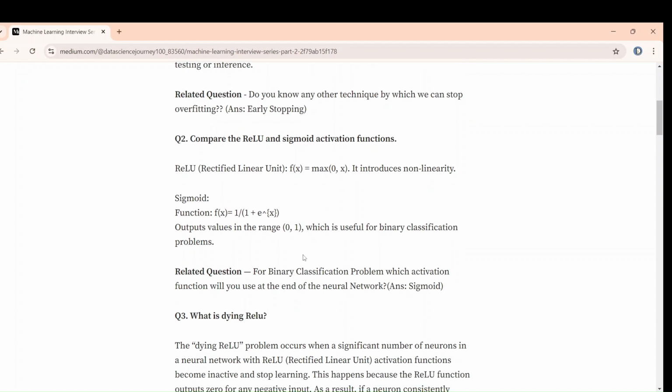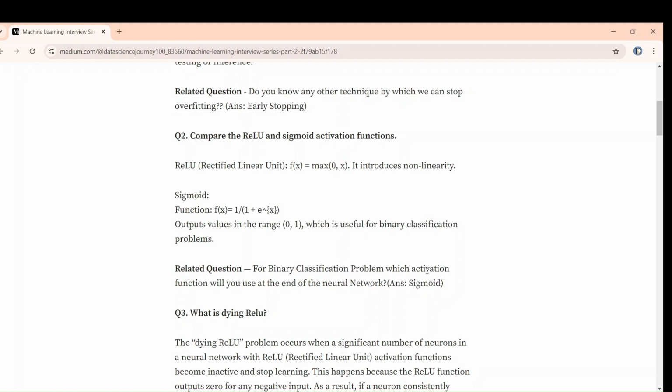Now suppose a tricky question. Suppose you have a binary classification problem. Which activation function will you use at the end of the neural network? Then you have to say sigmoid, because sigmoid will be able to classify them depending on whether the value is above 0.5 or below 0.5. But in the middle layers, you can use ReLU functions to capture the non-linearity. But sigmoid will help you to classify.